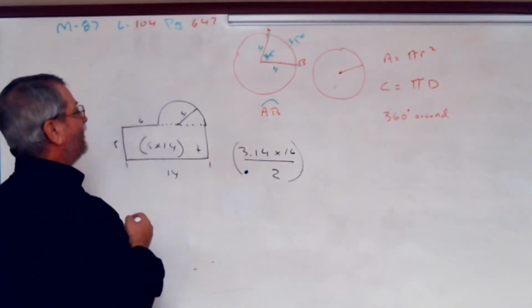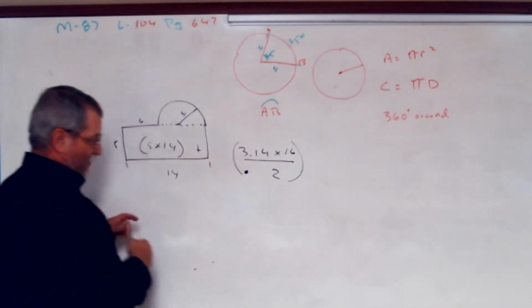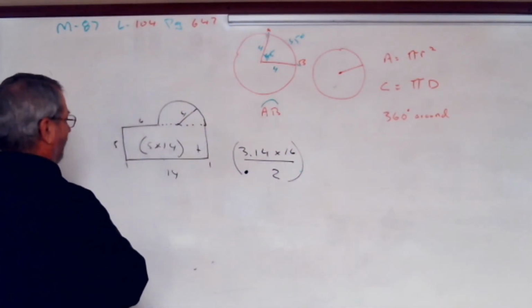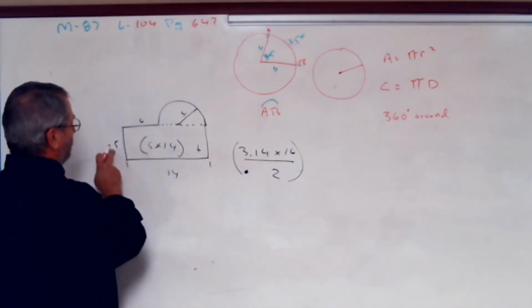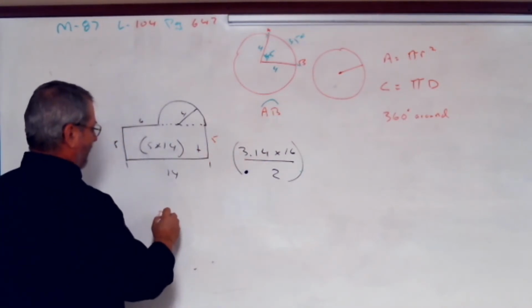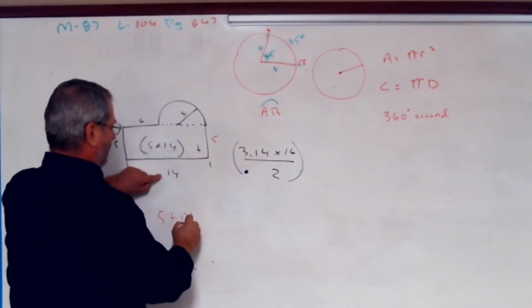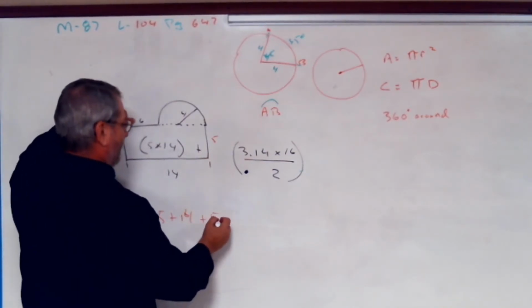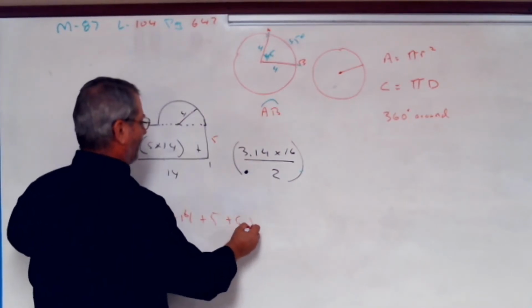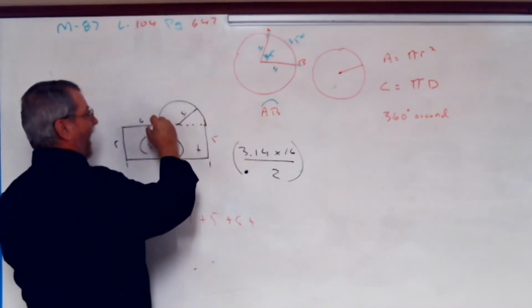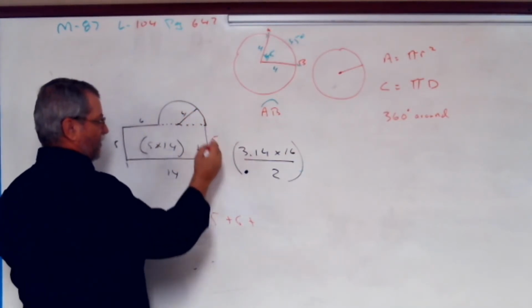Okay, if we wanted to find the perimeter, the distance around the outside of this little thing, we would have, if this piece is 5, then this piece over here is 5. So you have 5 plus 14 plus 5 plus 6 plus half of the circumference of the circle.